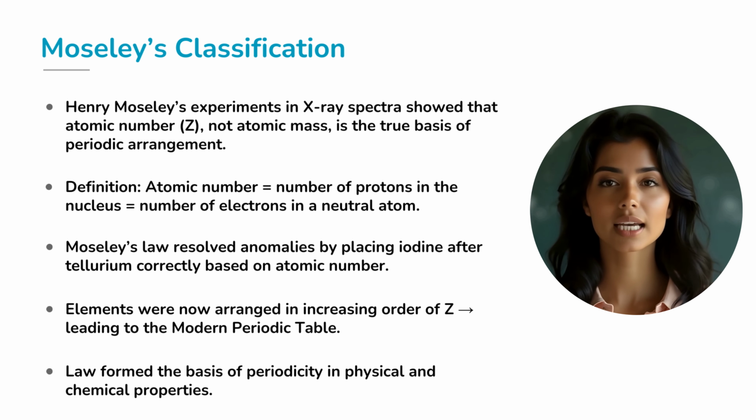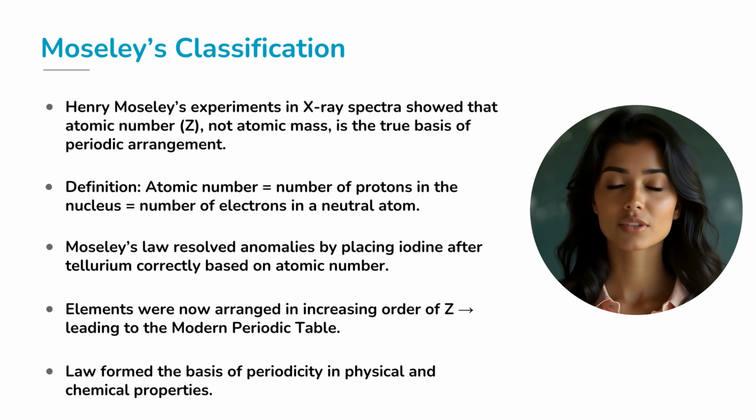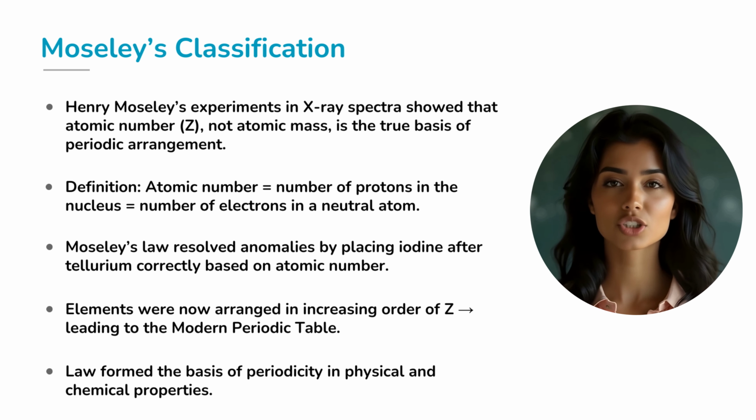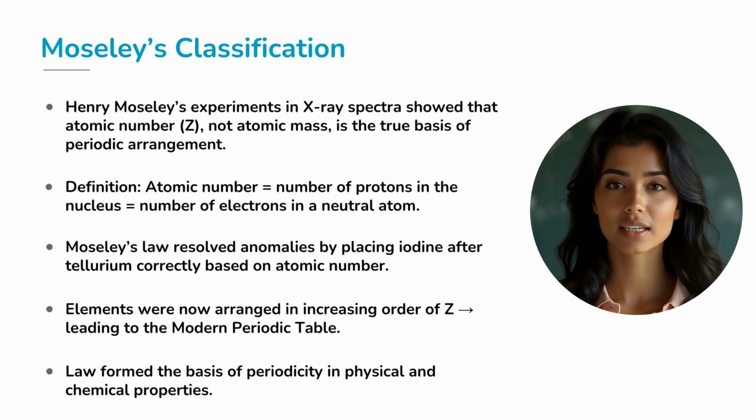Suddenly, iodine and tellurium fell into their correct groups because iodine has atomic number 53 and tellurium has 52. Arranging by atomic number made everything fall into place beautifully. This idea became the cornerstone of the modern periodic table. Remember this key point: it's not the weight of the atom that determines its position, but the charge of its nucleus, the atomic number. Moseley's work gave the periodic table a rock-solid scientific foundation.